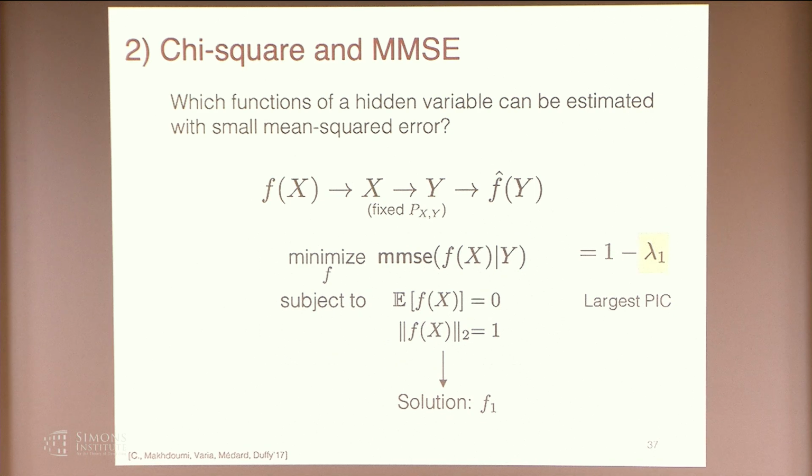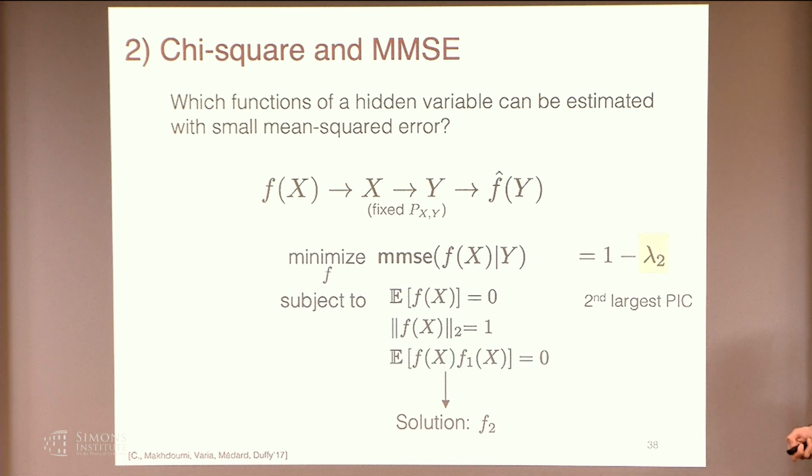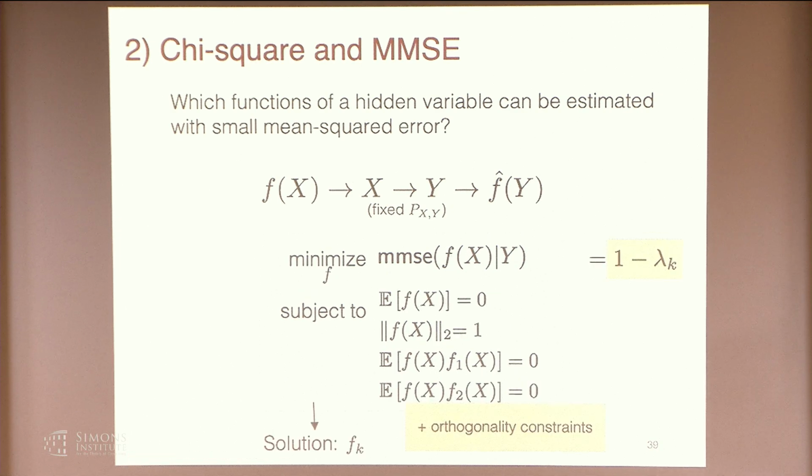Now, you repeat this problem again and ask, what is another function that's uncorrelated with my previous function that I can reconstruct with the smallest mean squared error? So I get 1 minus the second largest principal inertial component. And the solution is f2. And as you proceed like that, you get the remaining principal functions. If you squint at this and look at it from a distance, you can already start seeing that this might be useful for privacy.